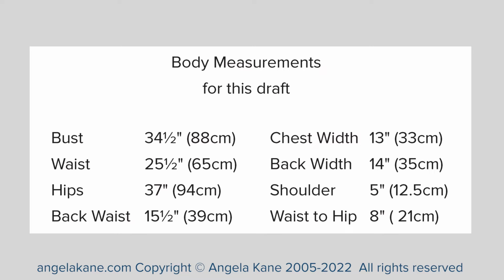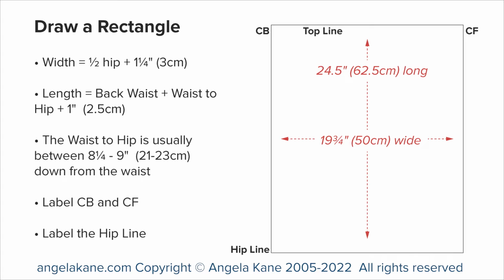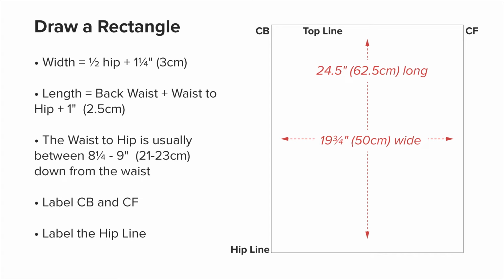I am using these measurements for this draft. Draw a rectangle. Make the width equal to a half hip plus 1 1/4 inches, 3 centimeters. Make the length equal to the back waist plus the waist to hip measurement plus 1 inch, 2.5 centimeters. A little more in larger sizes. Refer to nape line coming up.